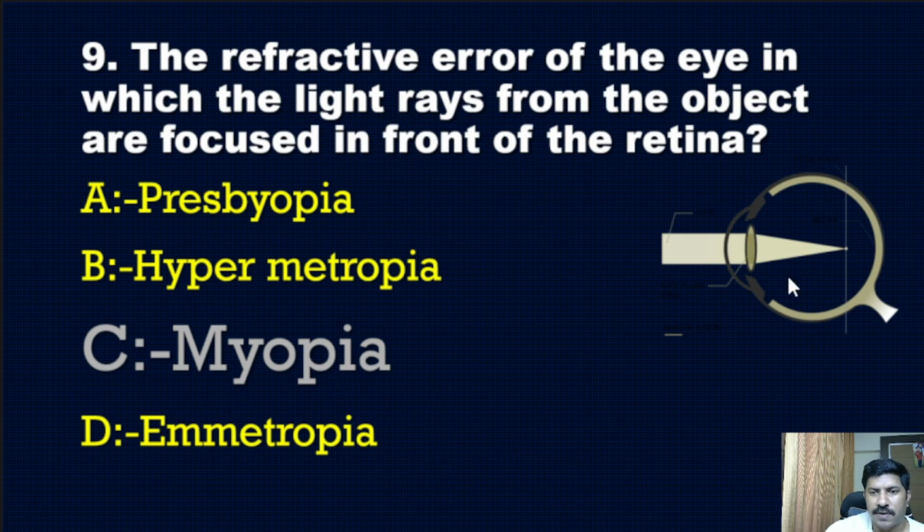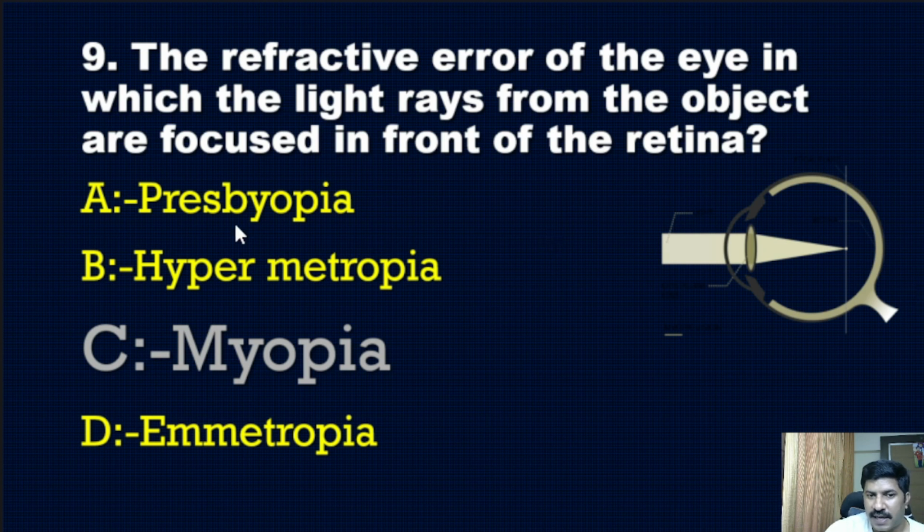In the case of myopia or short sight, the light rays focus in front of the retina, so that will lead to difficulty in vision. At the same time, in hypermetropia or long-sightedness, the image will focus behind the retina. So, at the back side of the retina, the light rays will focus. That also will lead to a vision problem.